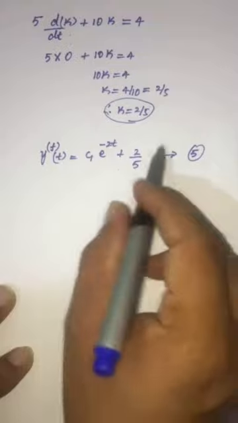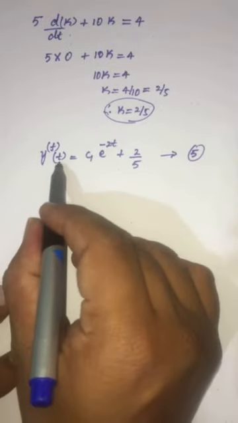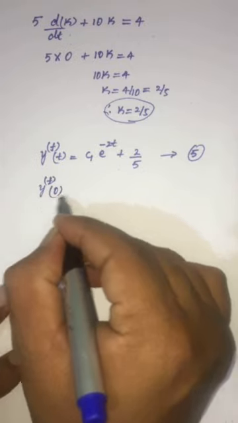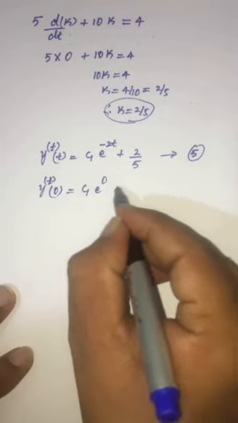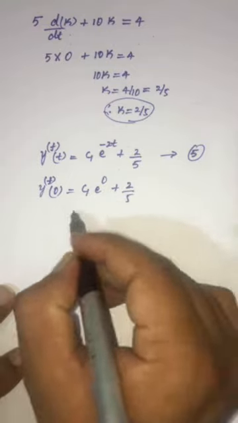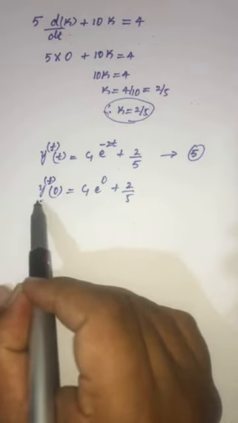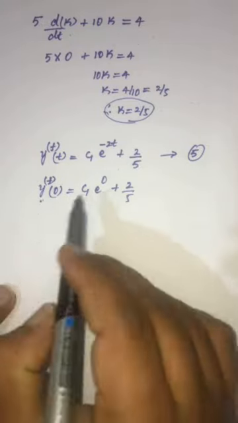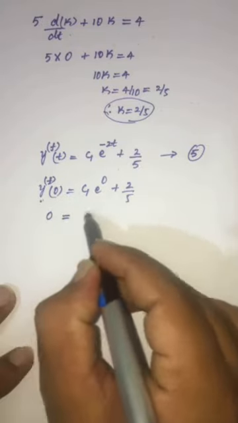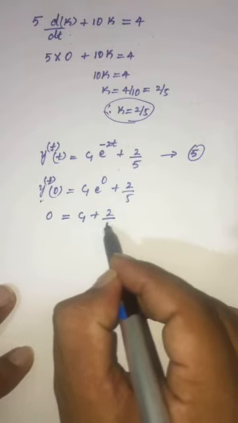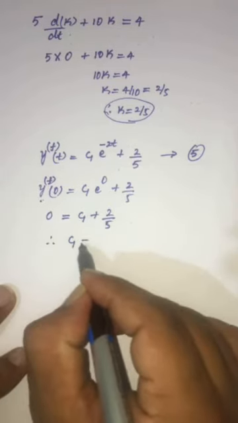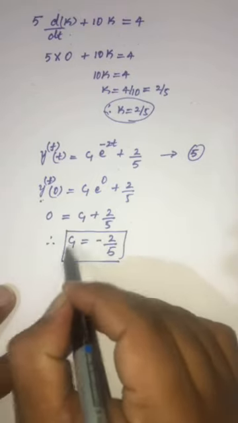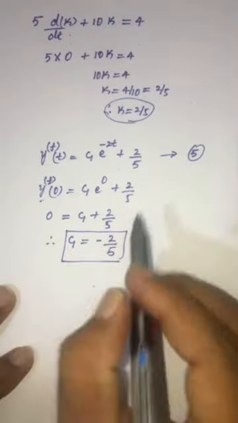Now in this entire equation, wherever t is there, substitute by 0. yf of 0 is equal to c1 e to the power of 0 plus 2 by 5, which is equal to the initial condition. Now we need to make all the initial conditions equal to 0. Therefore this becomes 0 is equal to c1 plus 2 by 5. Therefore c1 is equal to minus 2 by 5. This is the value of c1, and that is the value that I need to substitute there.